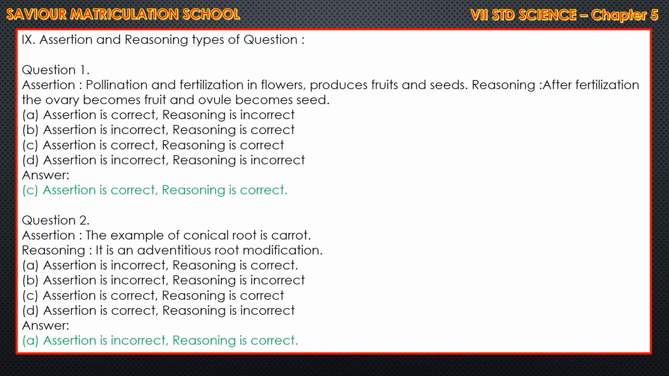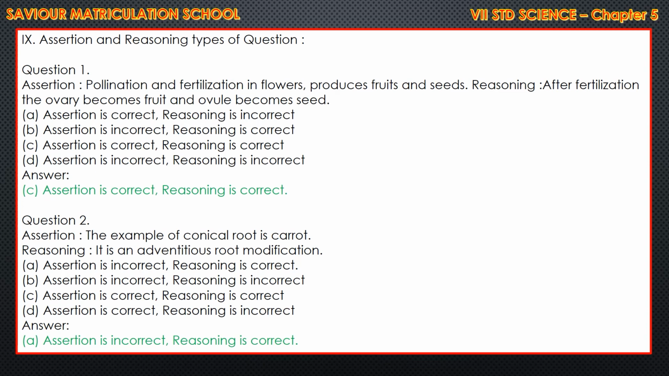Then Roman number 11 children, assertion and reason types of question. First question, assertion. Pollination and fertilization in flowers produces fruits and seeds. Reason. After fertilization, the ovary becomes fruit and the ovule becomes seed. Options are given. A is correct, R is incorrect. That is, A stands for assertion, R stands for reason children.